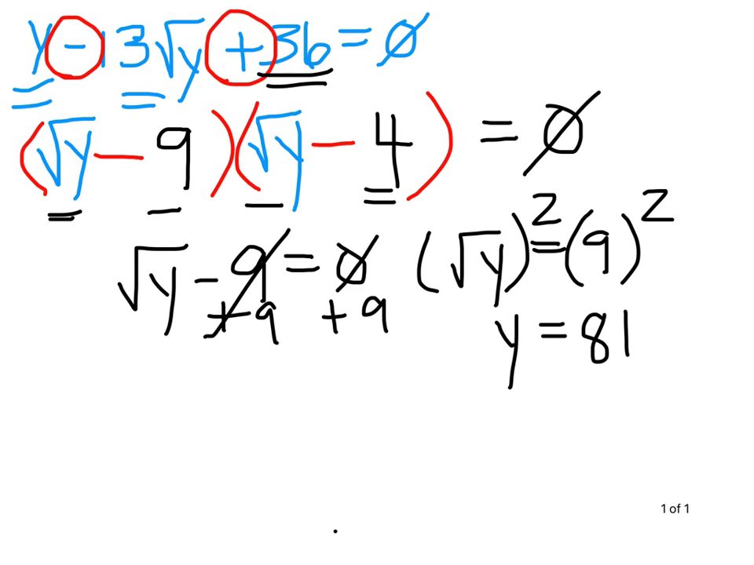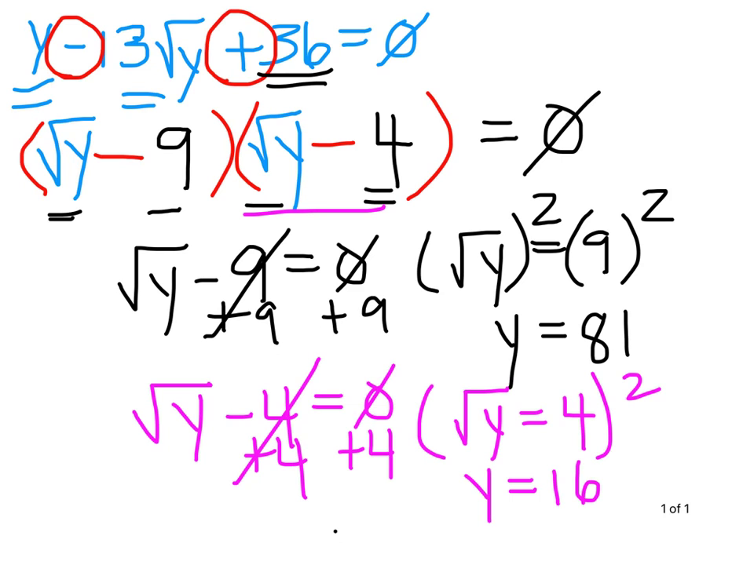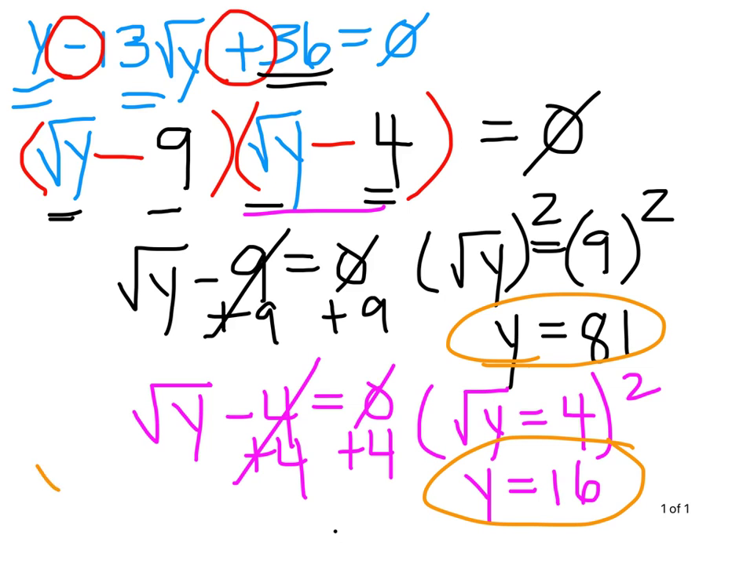Now if we do that for our second factor, we get square root y minus 4 is equal to 0. We add our 4 to both sides. That cancels out the 4 on the left, leaving us with square root y is equal to 4. Now we're going to do the same thing. We're going to square both sides, or essentially we're going to square the entire problem. So we get y is equal to 16. So the answer to this problem, all of the values of y that satisfy the equation, are y equaling 16 or 81.